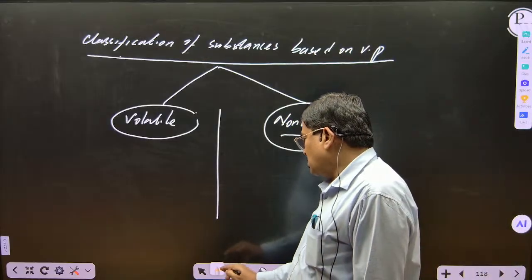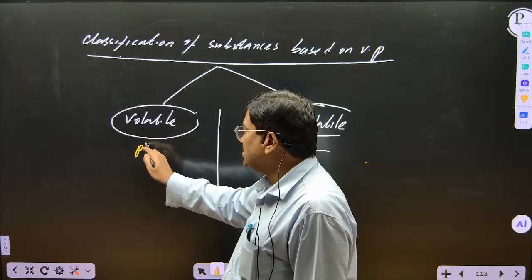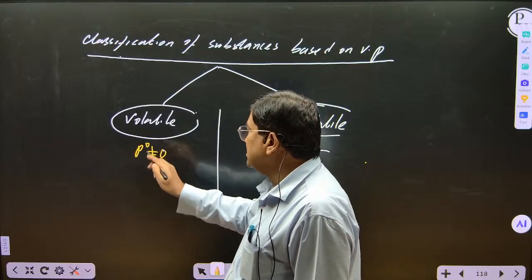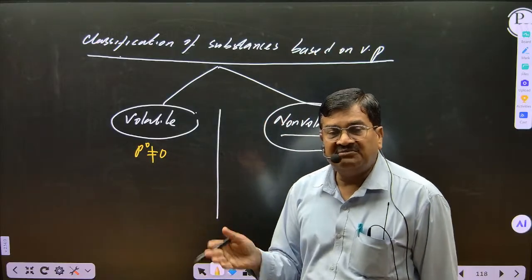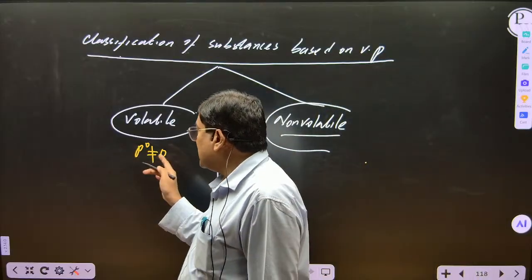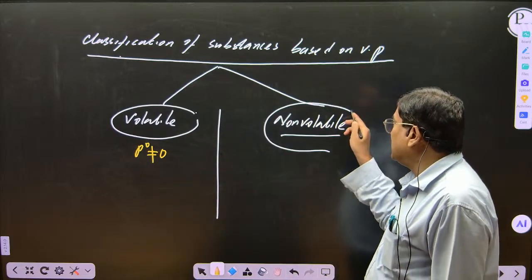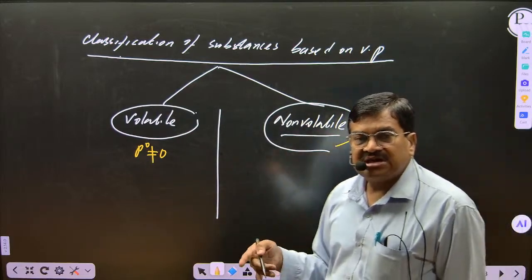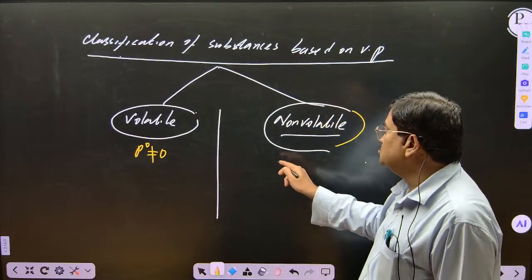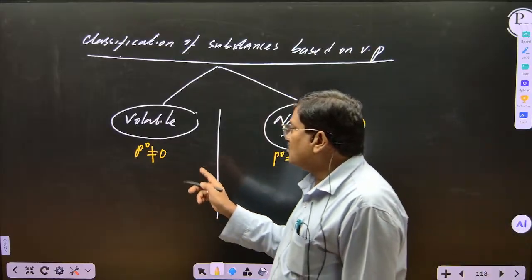Then what is meant by volatile? Substances whose P naught, the vapor pressure of the pure solvent, is not equal to 0. That means they have the tendency to convert into vapor. That means P naught is not equal to 0. Whereas non-volatile means substances which cannot convert into vapor, that means whose P naught value will be equal to what, student? 0.